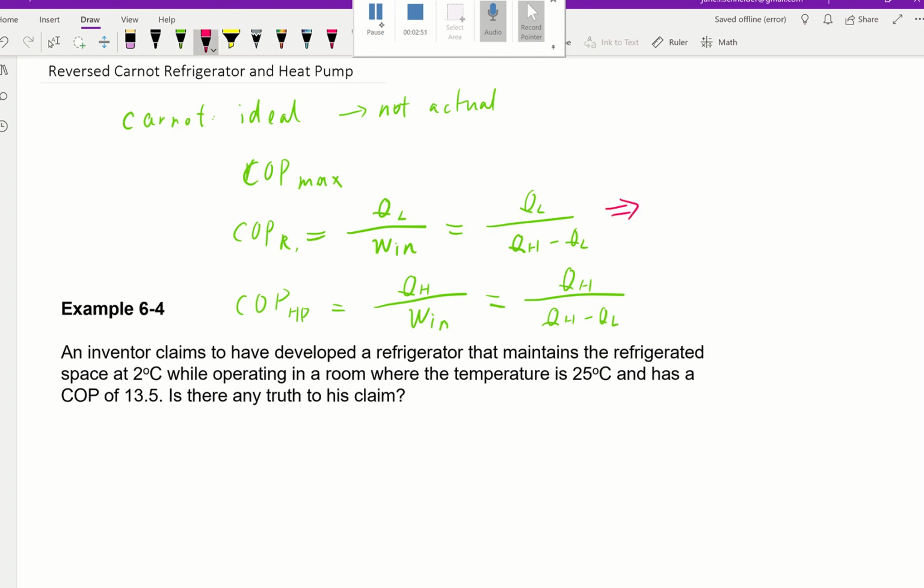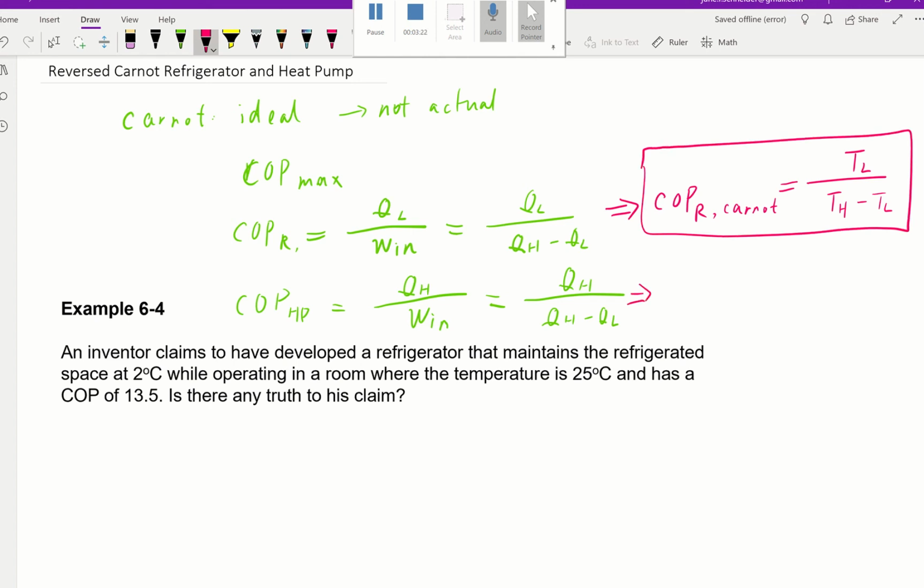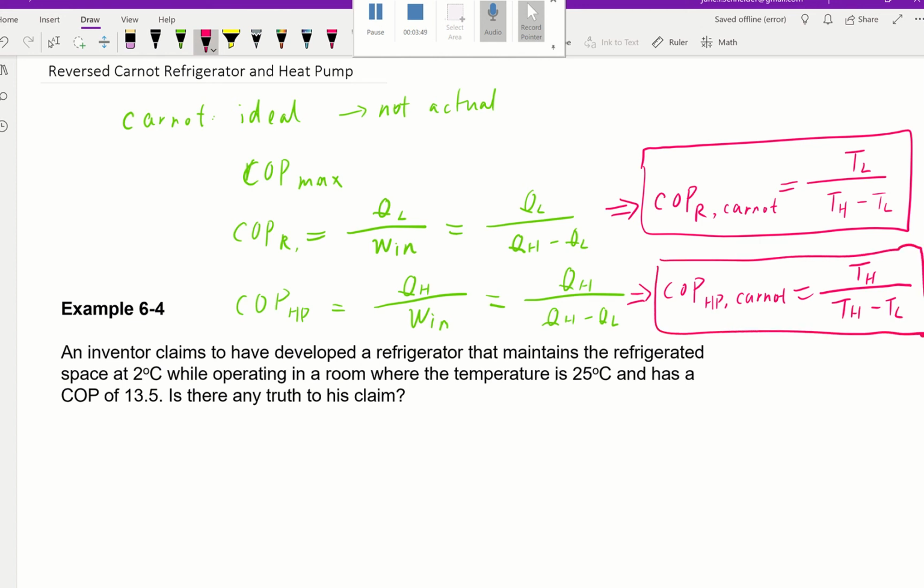That's where the new element comes in. For the COP of a refrigerator for Carnot, the maximum, whatever we call this, we replace the heat transfers with temperatures. So QL corresponds to the lower temperature, and QH corresponds to the higher temperature reservoir. This is our new formula for Carnot efficiency. For the COP of a heat pump for Carnot, which is maximum efficiency, that is equal to TH over TH minus TL. So those are our new equations to describe the Carnot cycle, Carnot efficiency, for both refrigerator and heat pump.